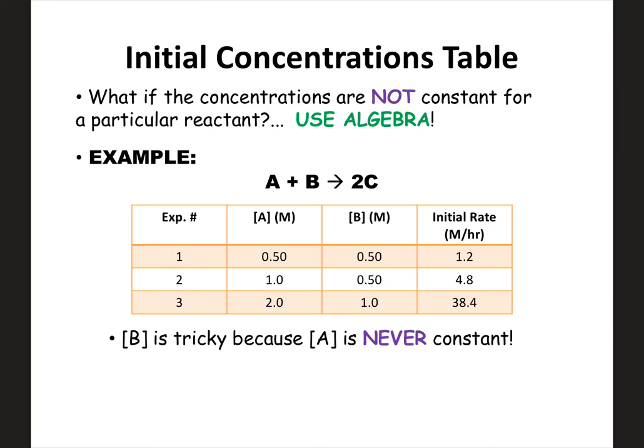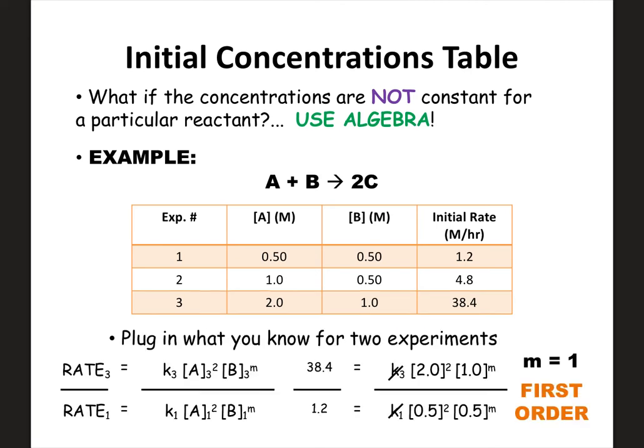So notice here, A is never the same. So we determine the order of the reaction with respect to A first. And now we'll work on B when A doesn't have any being the same here. So that's important. If you have one that doesn't have any of the concentrations that are the same, work on the other order first. You're doing exactly what you did before. The only difference is the math is a little bit more interesting. So you just have to pick two experiments here and then plug in what you know.